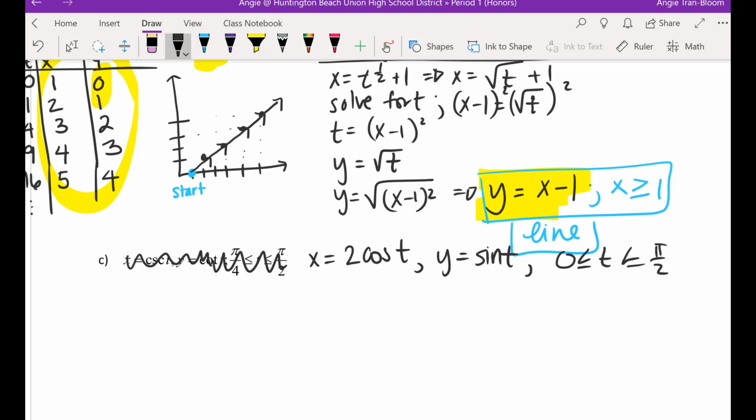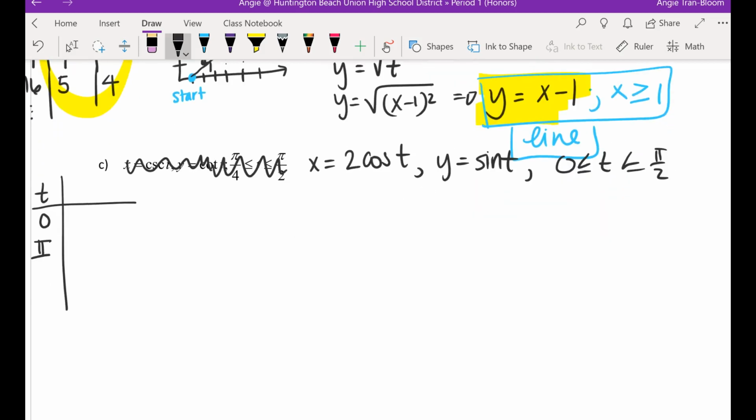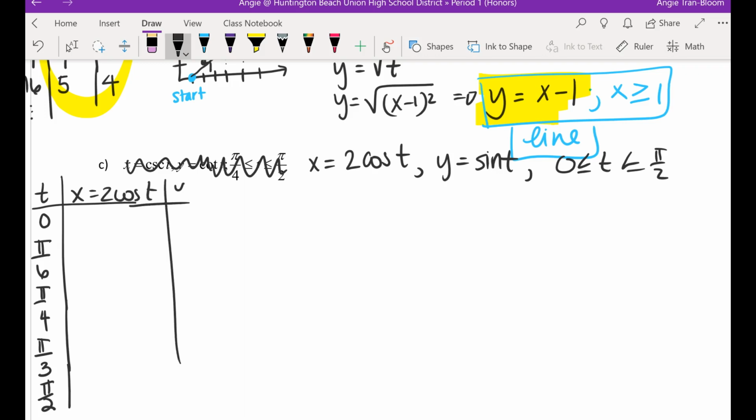So we're just going to make a table for time. Time starts at 0. We're going to use all the angles we know: pi over 6, pi over 4, pi over 3, and we end at pi over 2. Then we are going to solve for x. X is 2 times cosine of time. Similarly, we're going to solve for y. Y is going to be sine of time.